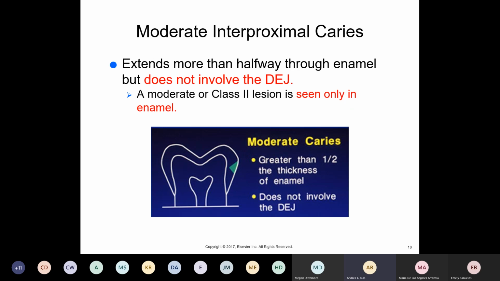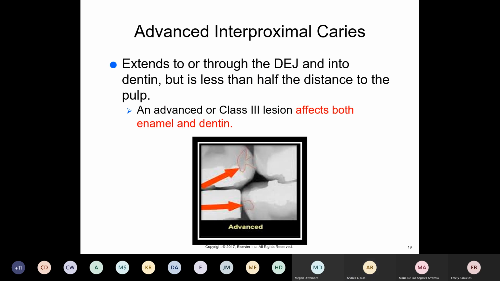In moderate interproximal caries, it's going to extend more than halfway through the enamel, but it does not yet reach the dental enamel junction. So this would be a moderate class 2 lesion that you see here. This would require a filling. Advanced, now we're extended to or through the DEJ and into the dentin, but it is less than half the distance in towards the pulp. So as you can see here, they've kind of outlined this one in red, both of these. So you can see they're into the dentin, but they're less than halfway to that pulp chamber.